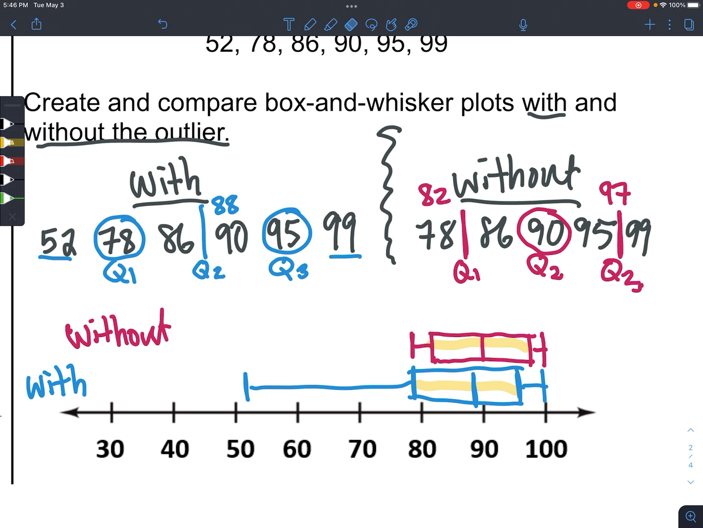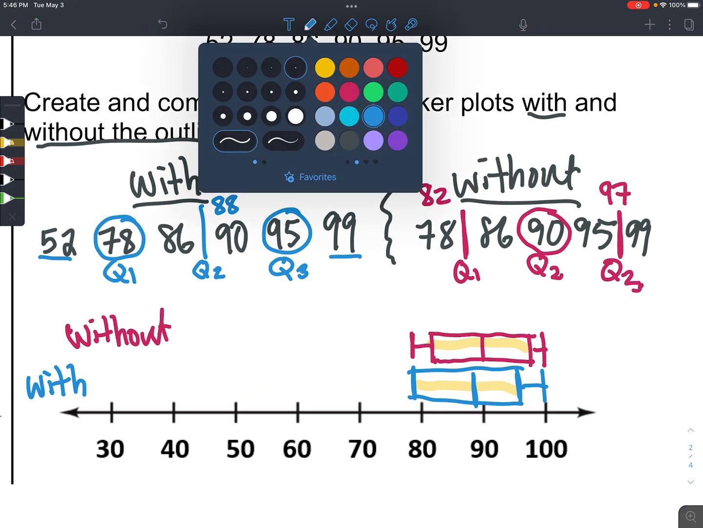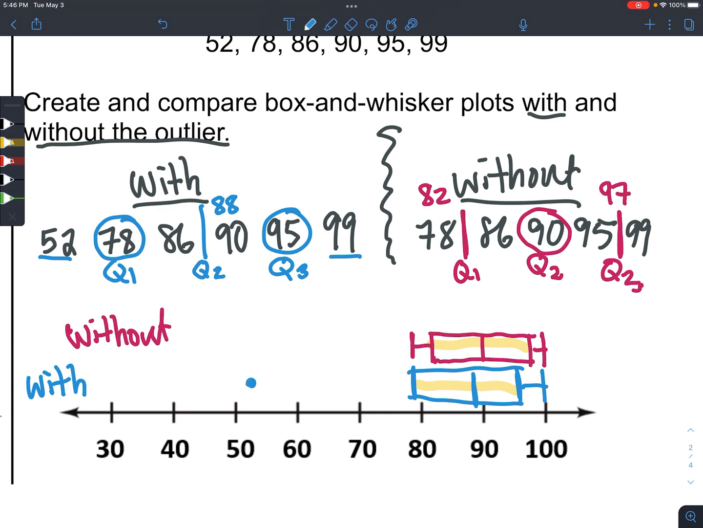So last thing I'll say is what they'll do sometimes is instead of putting a dash there, they'll actually put a dot and they'll go to the next largest point. So the second minimum, which would be 78. Which I guess would just look like this. It would be really short there. It wouldn't even really be there. We have so few data points, that's kind of weird.